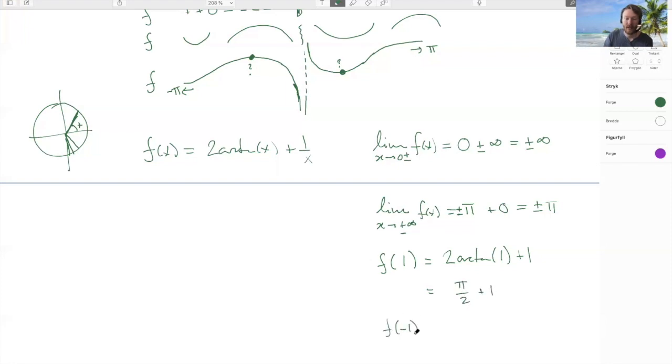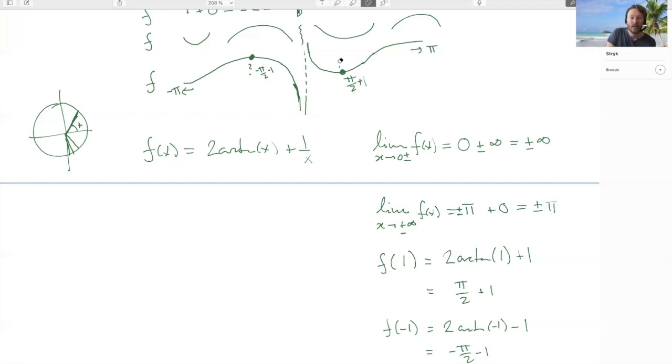And similarly, if I take f of minus 1, I get 2 arctangent minus 1, minus 1 over, or plus 1 over minus 1, which is this. And what angle gives me the slope minus 1? Well, that's minus 45 degrees, which is minus pi divided by 4. So here I'm getting minus pi divided by 2 minus 1. So here I'm getting pi half plus 1, and here I'm getting minus pi half minus 1. That was supposed to be a plus. So mystery solved here as well.